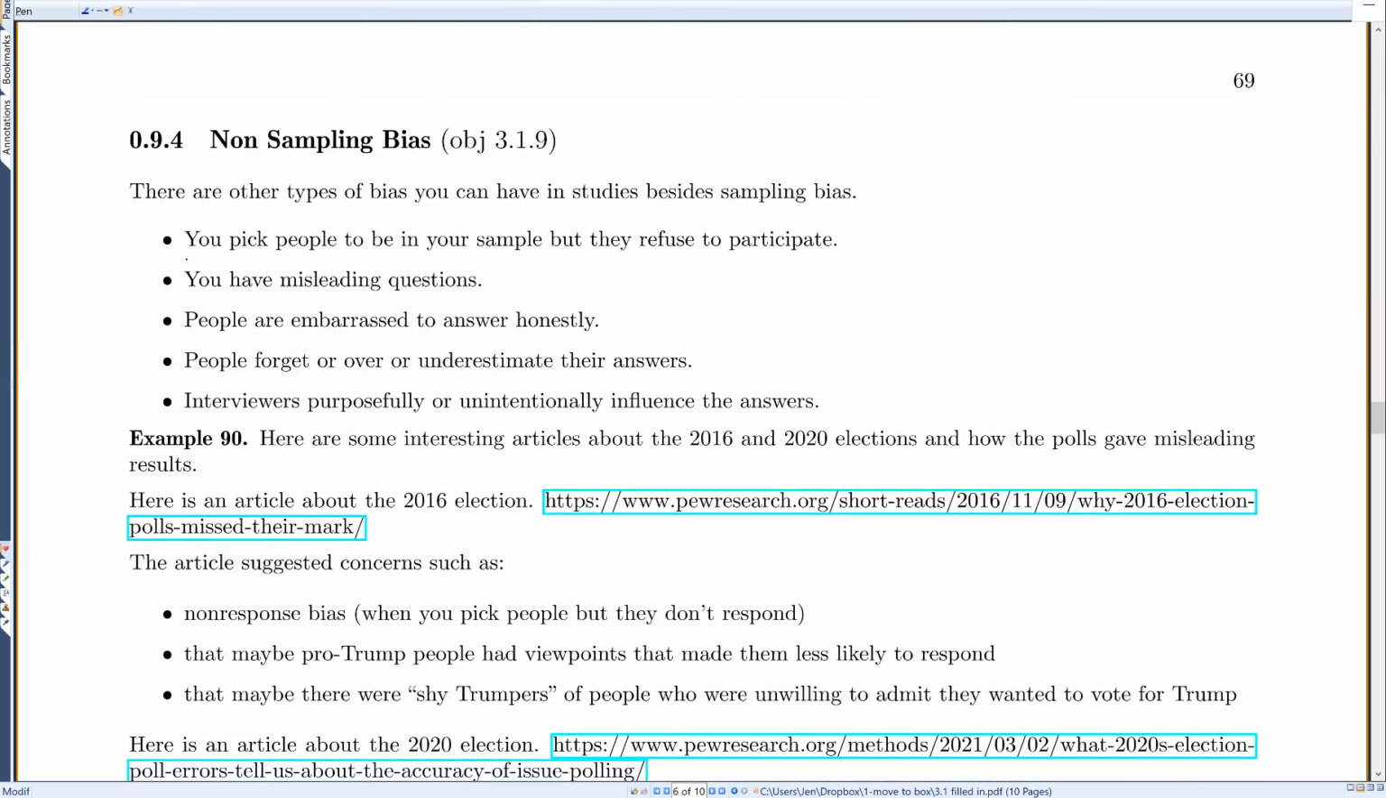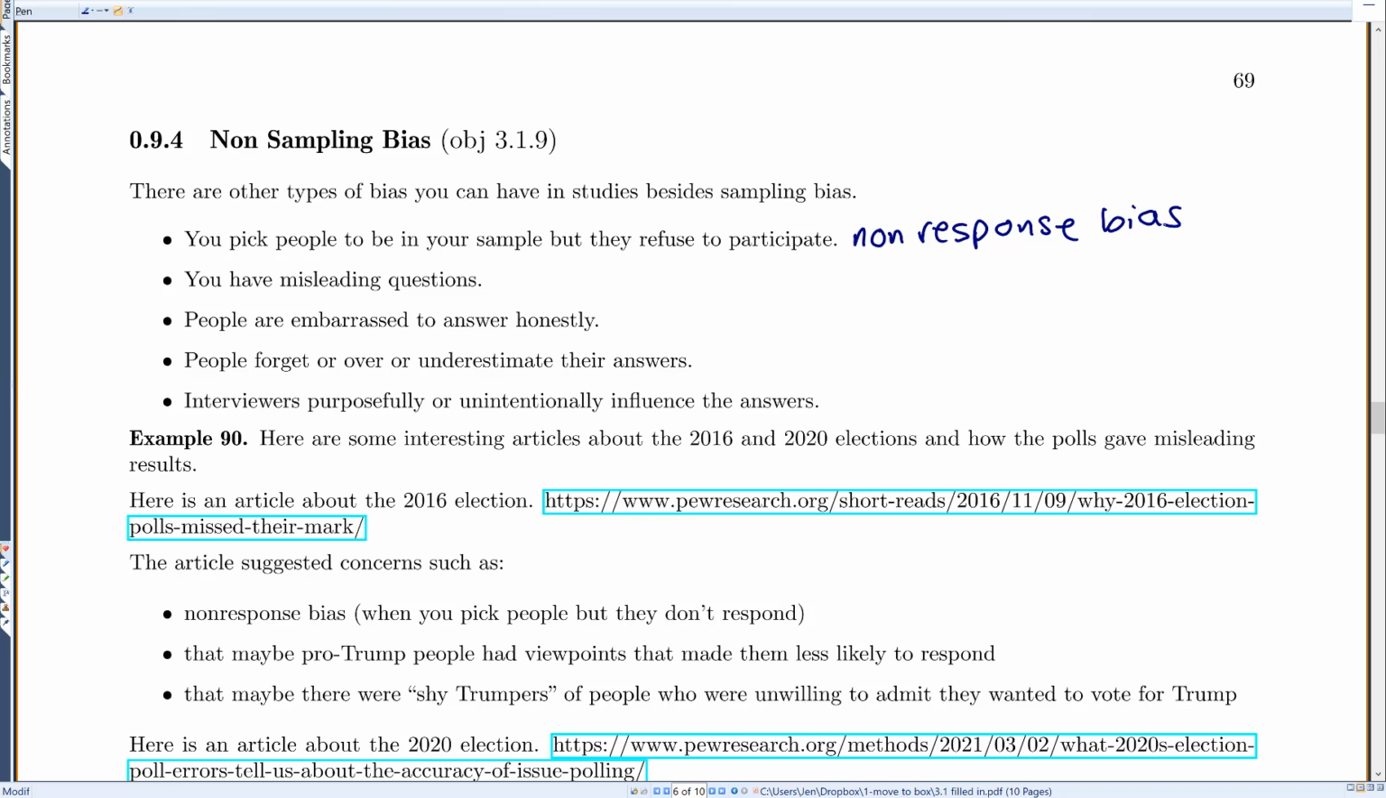Now, there are other types of bias that you can have besides how you pick your sample. It's called non-sampling bias, and there's a lot of different ways that this can show up. Some examples are you pick people to be in your sample, but they refuse to participate. That's called non-response. Not that you have to remember that one, but you might see it as you read articles. It's non-response bias. You might have misleading questions. Maybe people are embarrassed to answer honestly. Sometimes people forget or they overestimate or underestimate their answers. Like I probably overestimate how much I actually exercise in a week or underestimate how much sugar I eat in a week. Or interviewers might purposefully or unintentionally influence the answer.